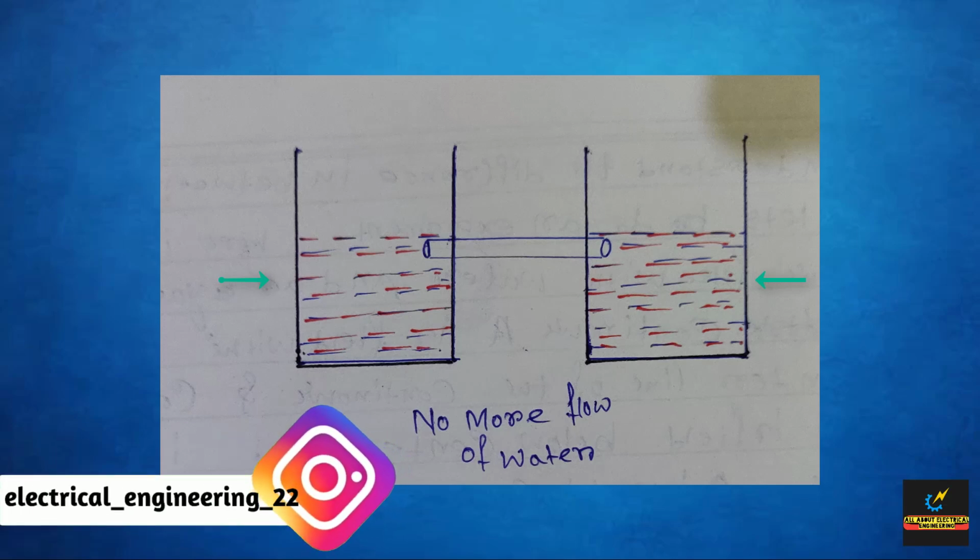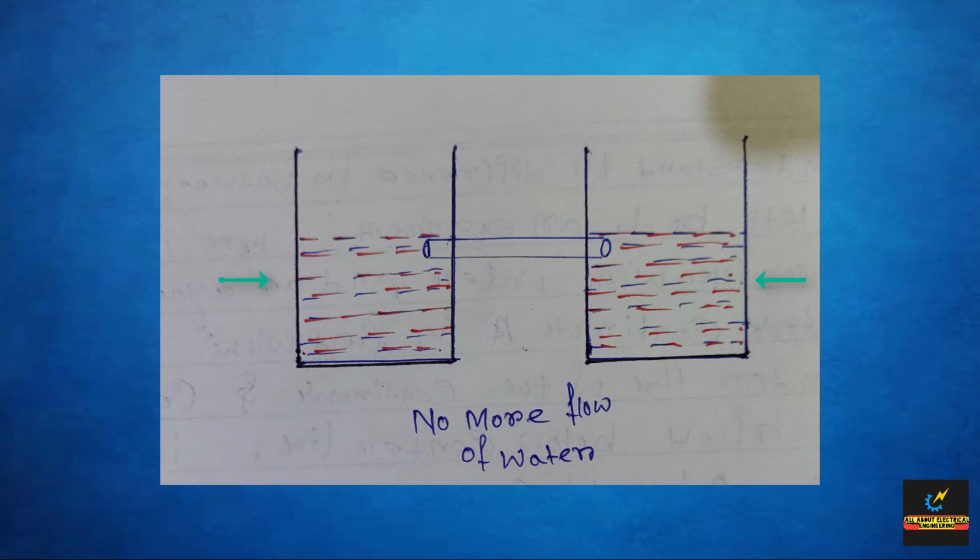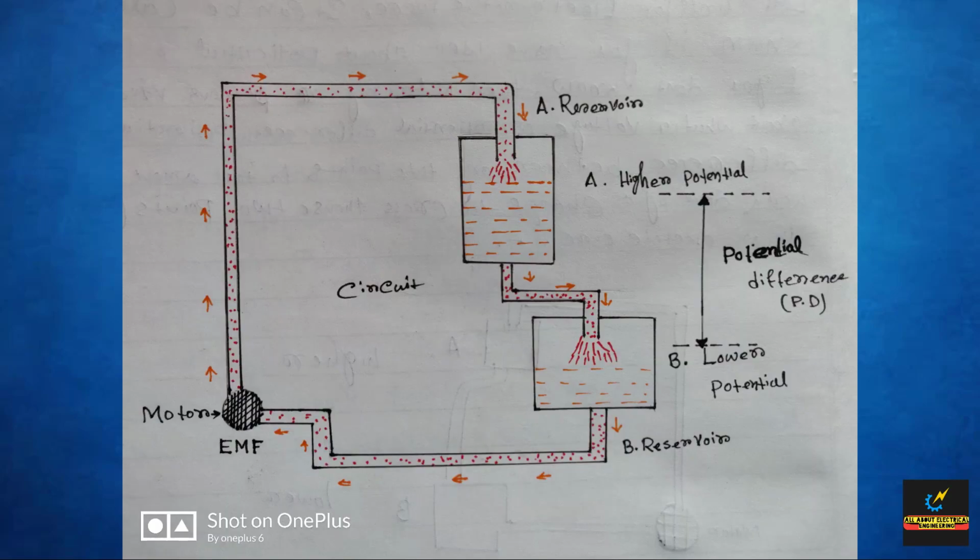But what if we need a continuous flow of water? To do that, let's see another experiment. In this case, reservoir A and B are at different potential. Since A is at higher potential, water flows from A to B, that is, from higher to lower potential. This is the difference in potential. The amount of work done to flow from A to B is regarded as potential difference.